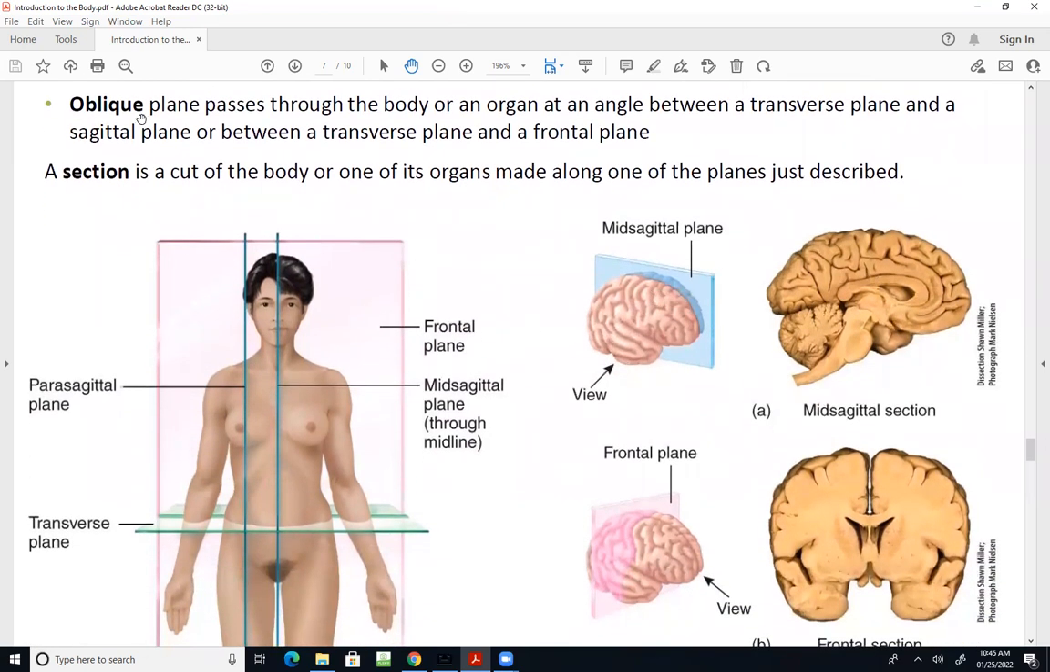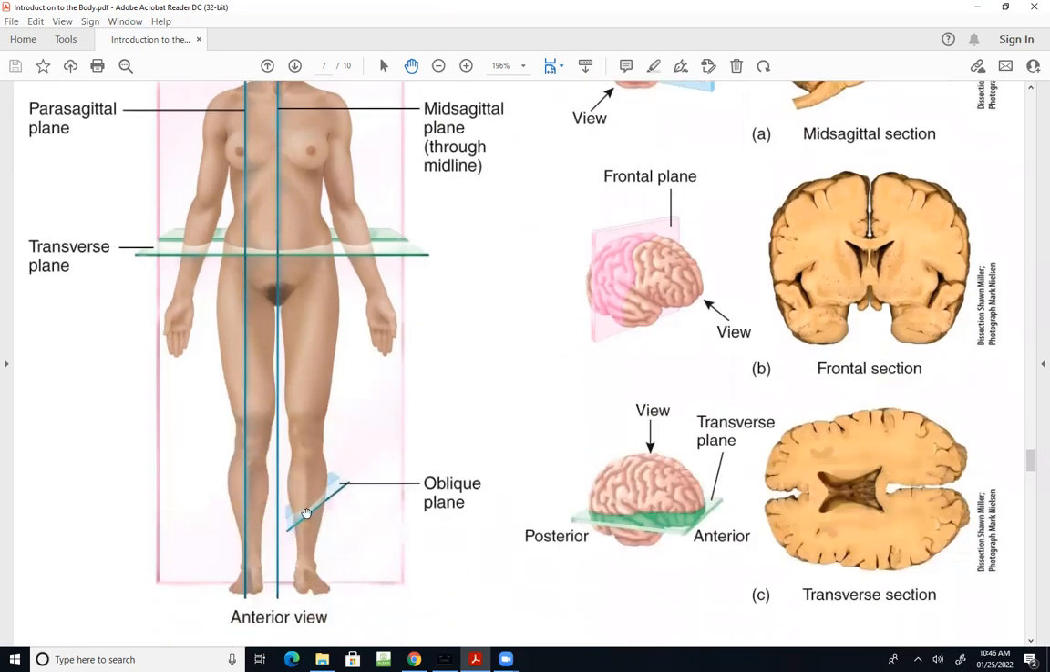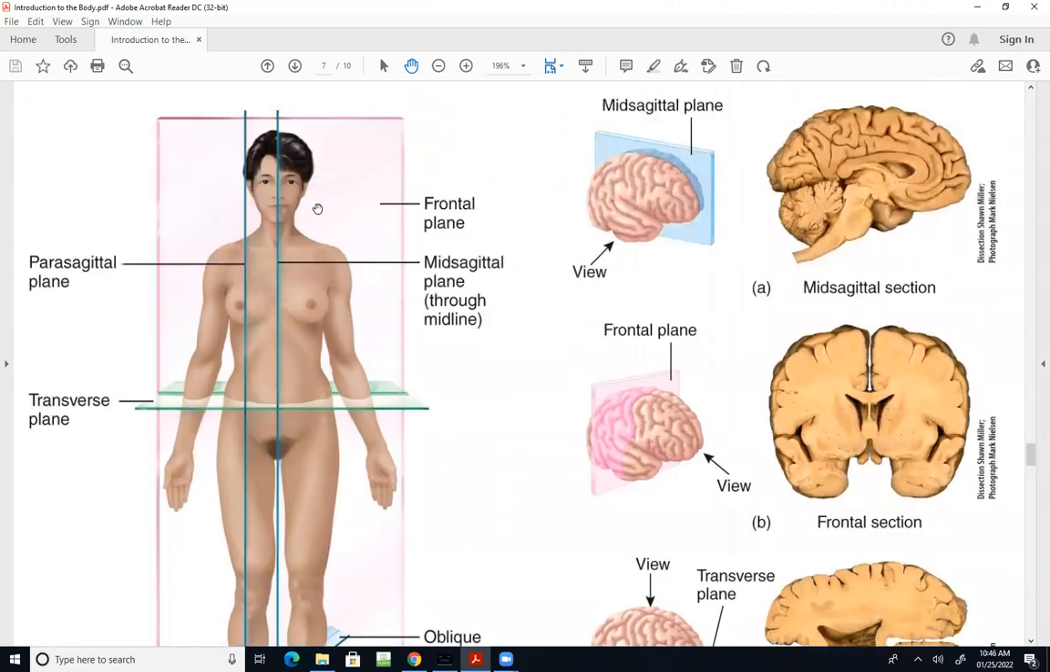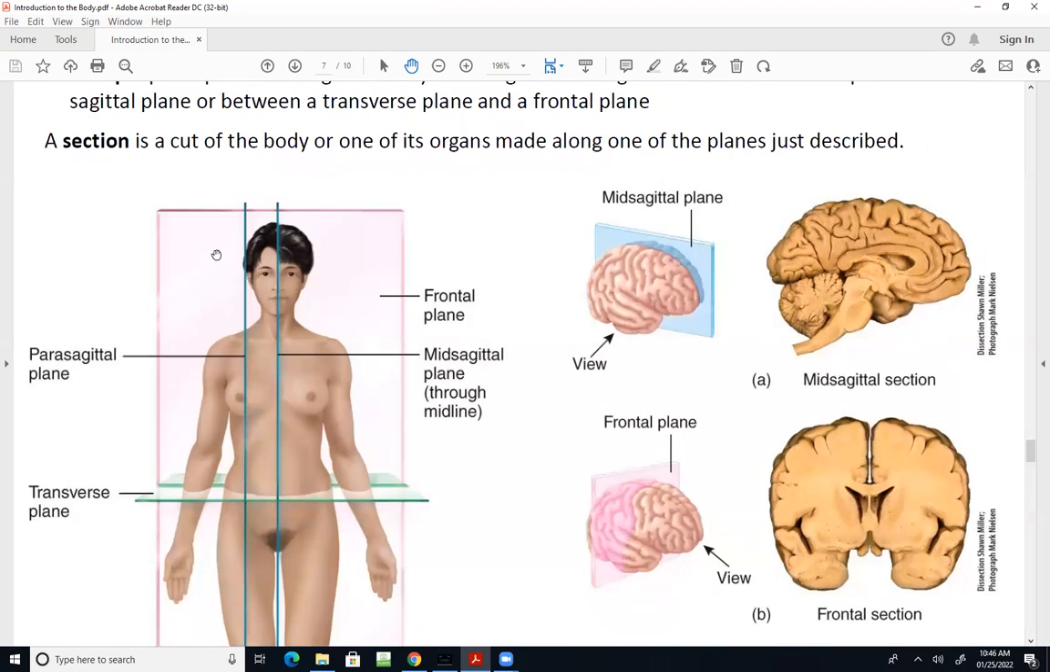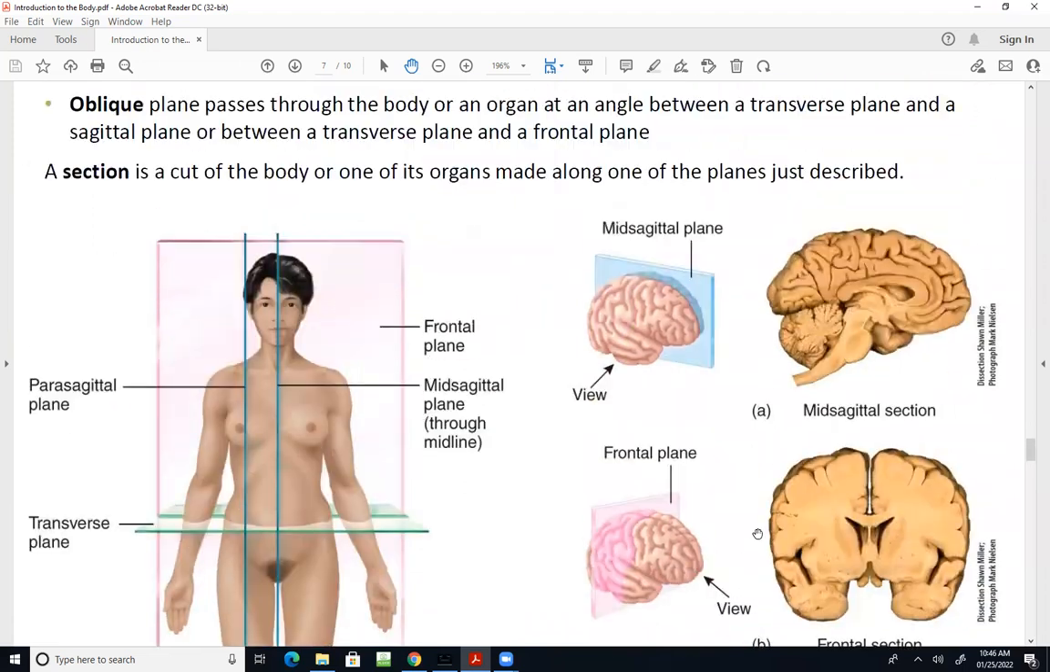And then an oblique plane passes through the body or an organ at an angle between a transverse plane and a sagittal plane, or between a transverse plane and a frontal plane. So oblique is not vertical or horizontal; it's somewhere in the middle. That's shown down there at the bottom. I do want you to know this figure here on the left side of the page, showing you these different planes, so be able to identify them. You might see this lady on the exam or a lady like that, and you will find this same picture in your labeling packet.